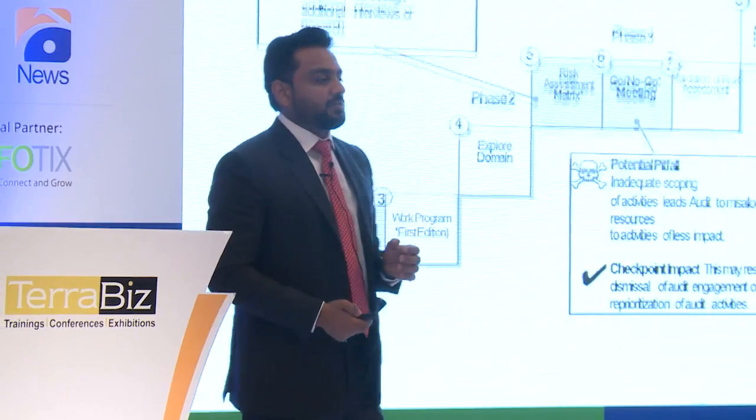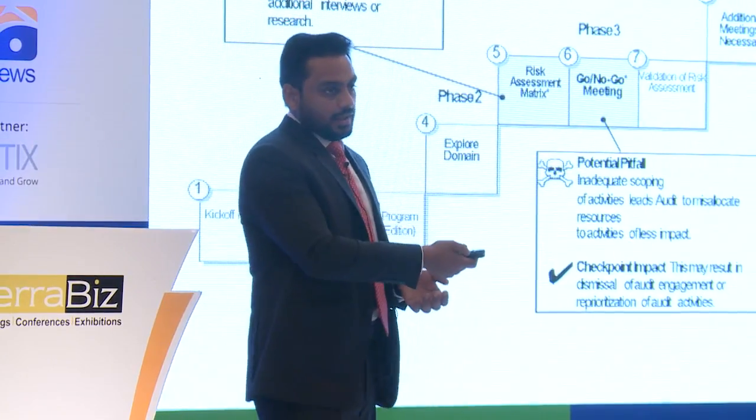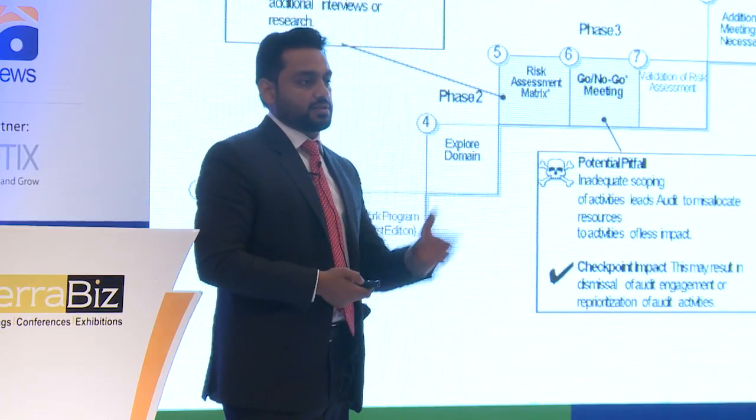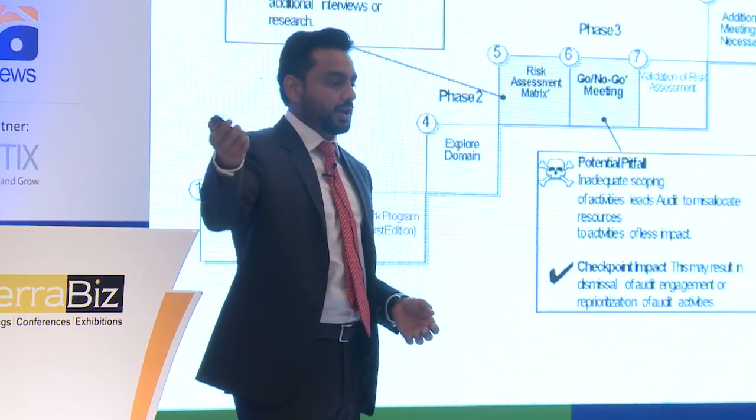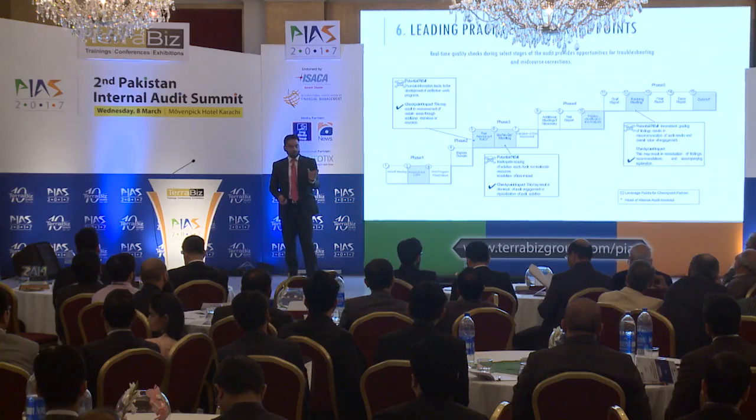Now we just talk about some of the leading practice and how they go about fixing these challenges. So this is a typical end-to-end audit cycle. You start with planning, design, execution, and reporting. As you can see, this organization has actually built checkpoints within the process.